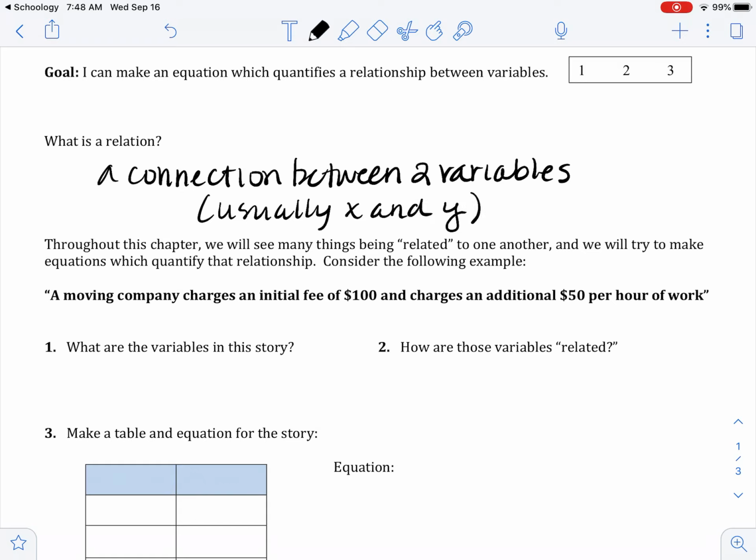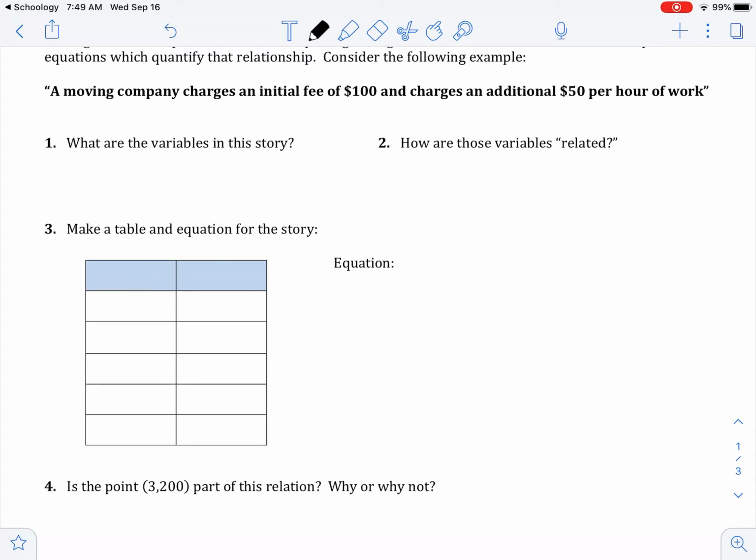A moving company charges an initial fee of $100 and $50 per hour of work. So first off, we want to know what are the variables in the story. What are the two things that we don't know? So we want to define what x is, and we want to define what y is. Okay, so those are our two things that we're missing. Usually y has to do with some sort of totaling, like the sum or the quantified finished product, okay?